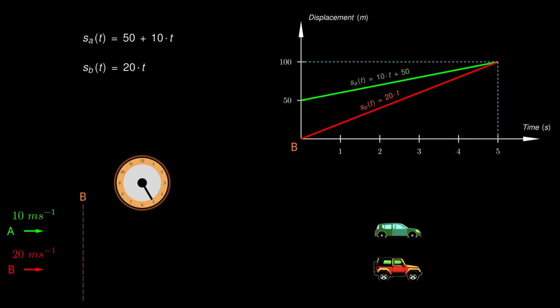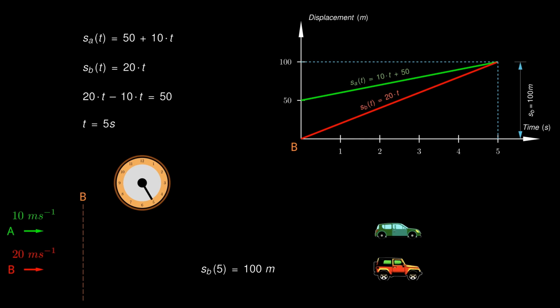The intersection point of the two lines represents the moment and location where vehicle B catches up with vehicle A. At this point, both vehicles have covered the same displacement, so we can set the two equations equal to each other to solve for the time it takes for vehicle B to overtake vehicle A. We can substitute the time into the equation for vehicle B's motion to determine the exact distance that vehicle B travels to catch up with vehicle A. This approach allows us to pinpoint the precise moment and location of the overtaking, confirming our results using both graphical and algebraic methods.